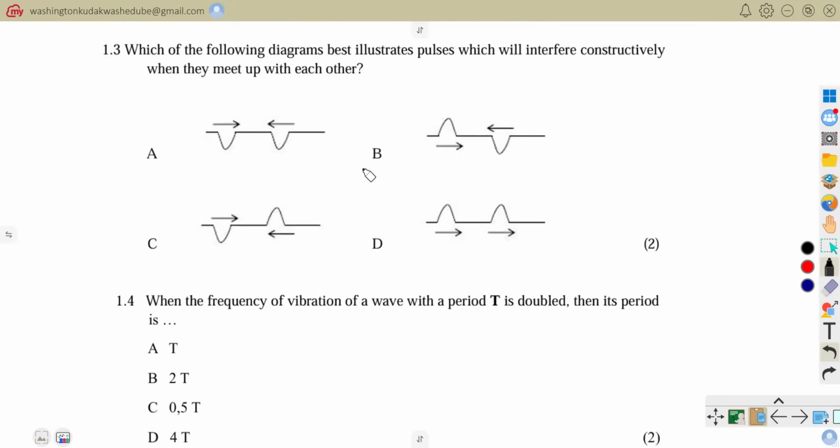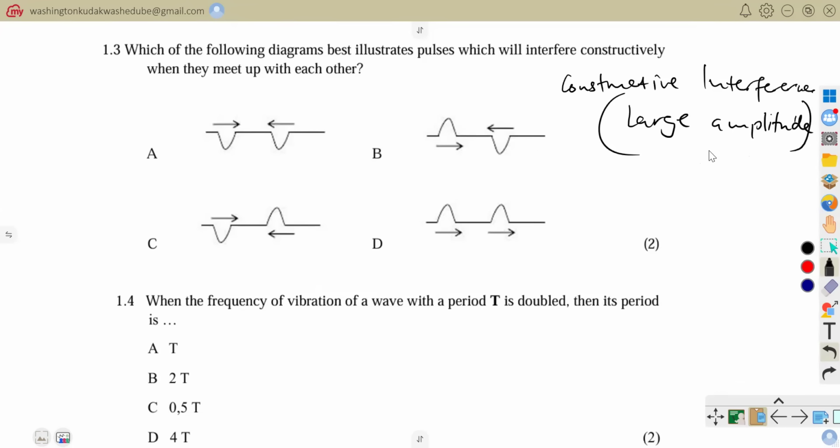Now let's see 1.3. 1.3 is now saying which of the following diagrams best illustrates pulses which will interfere constructively when they meet up with each other. So they're just saying choose from A, B, C, D, which diagram represents constructive interference. We know that whenever we have got constructive interference, we are going to have a large amplitude. So constructive interference results in a large amplitude.